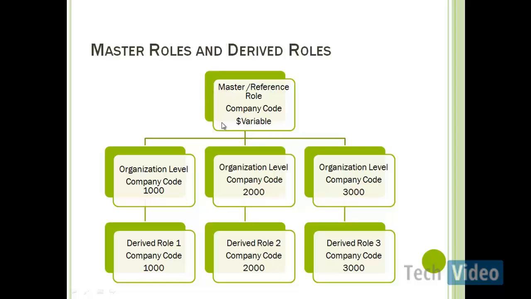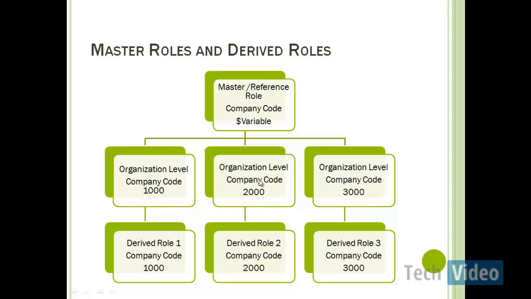Meaning, if we have a collection of authorization objects which we have developed for a specific function or a position, which will have quite a lot of objects, this will remain the same for each derived role. The difference is only the organization levels. In our example we set 1,000, 2,000 and 3,000 with different company codes. This will have different organization levels.